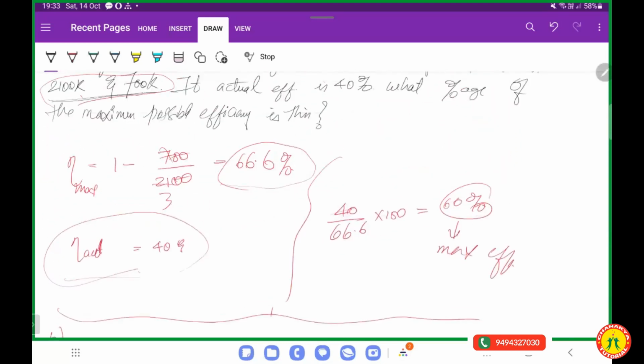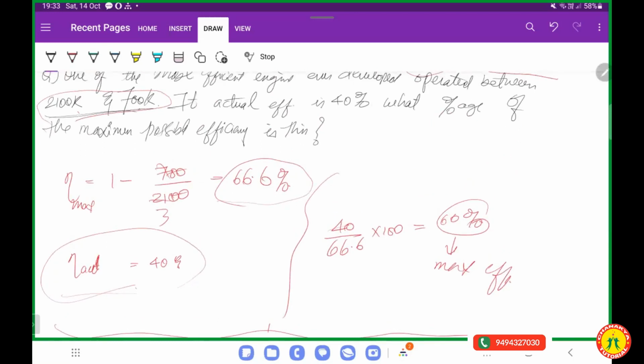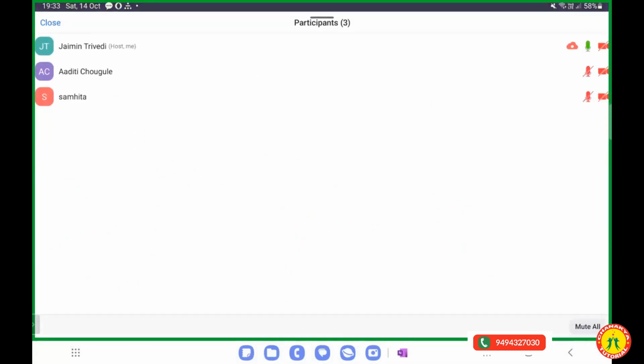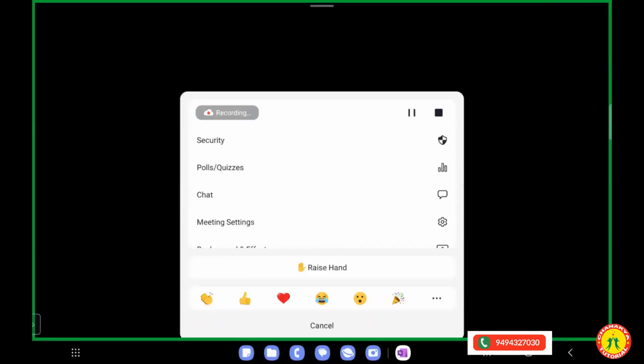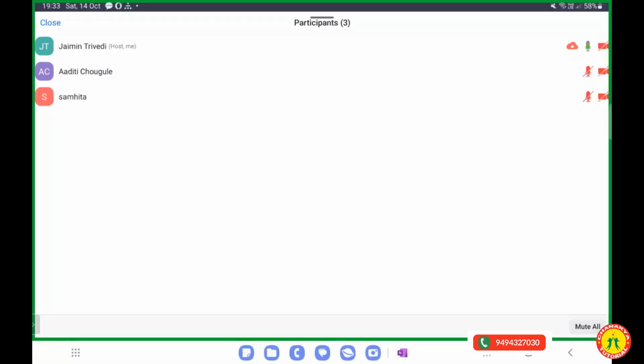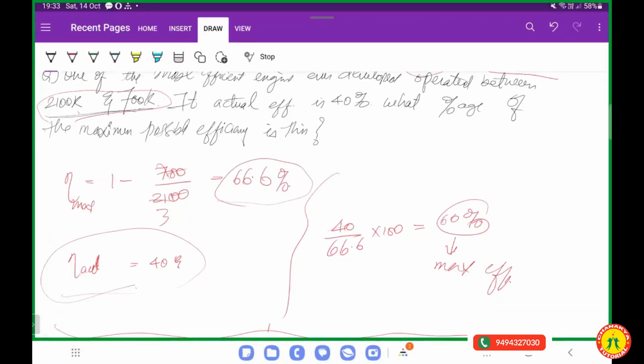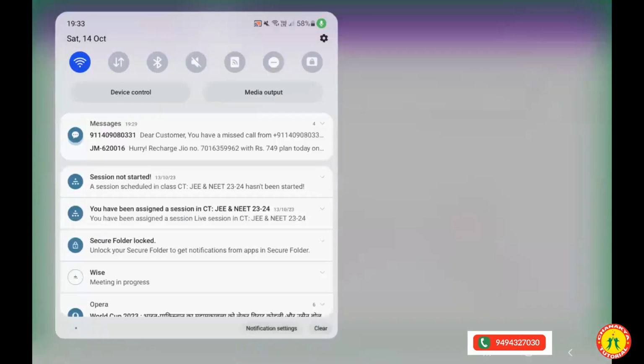Let's take this one. Yeah, understood this one, by the way, this question. Everyone? Clear? Yes, sir. Aditi and Samhita? Yes, sir. Chalo, ठीक है.